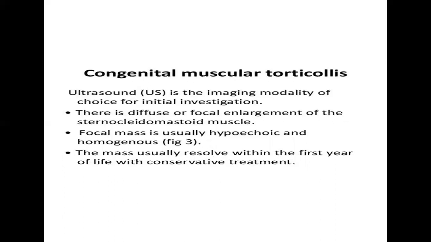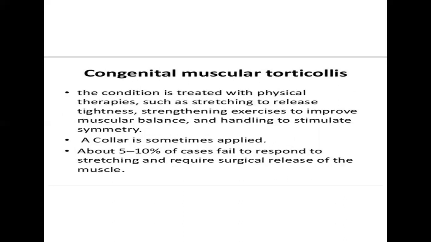Congenital muscular torticollis. Ultrasound is the imaging modality of choice for initial investigation. There is diffuse or focal enlargement of the sternocleidomastoid muscle. Focal mass is usually hypoechoic and homogeneous. The mass usually resolves within the first year of life with conservative treatment.